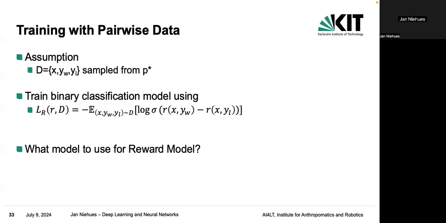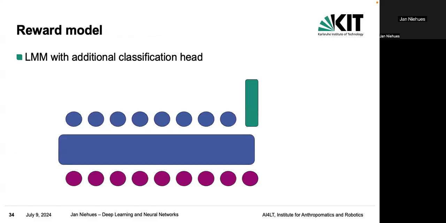What model we use, we had that already before, so we can use just the normal language model. The only difference is that at the end you have a regression head, and at the last position you're not predicting a word, but the reward. So the only thing you really have to train is an additional regression head, which predicts how good the answer is at the end.